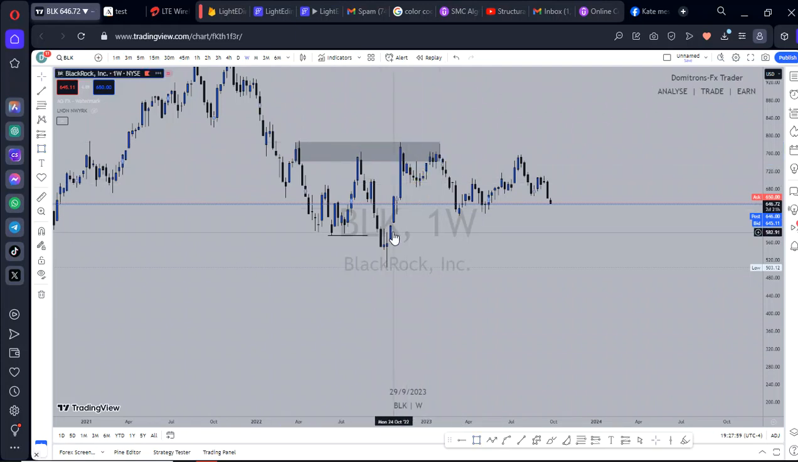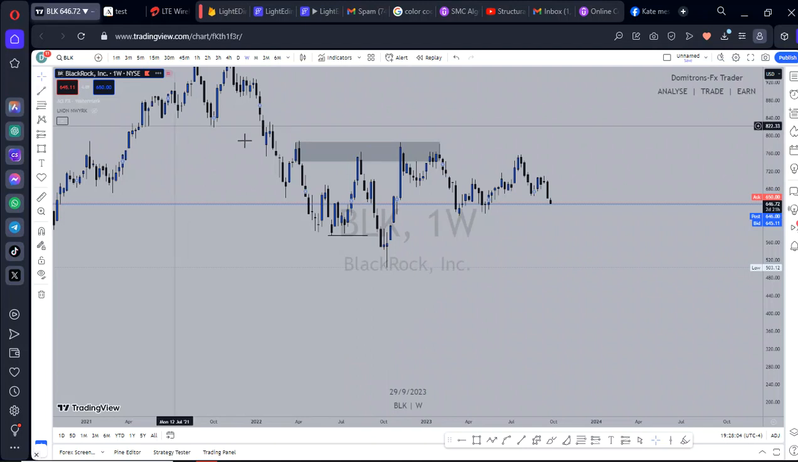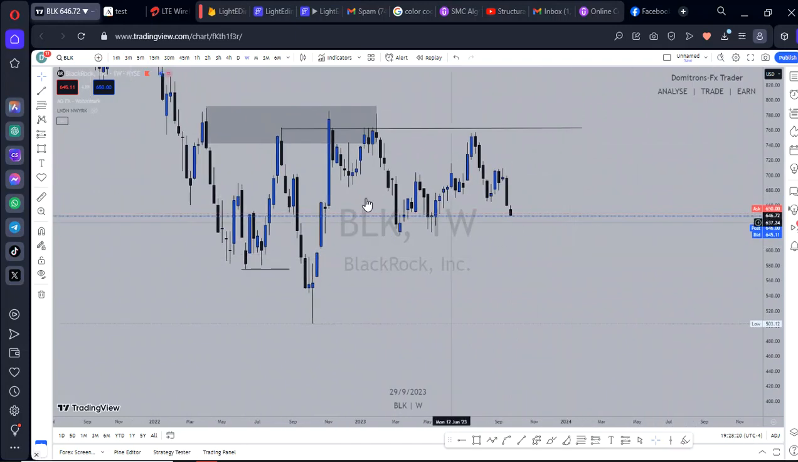Now we bought from this point, price traded up to that area, and we did not get to see a break of structure. What we actually have here was price grabbing liquidity and then mitigating, still inside this area of supply.